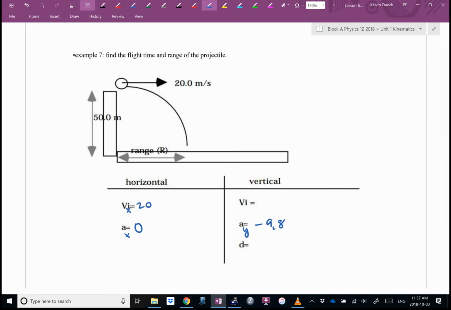I see a 50. That's a displacement. Is that one horizontal or vertical? So I'm going to put dy equals, and it's not 50. I've made a mistake. Can anybody see the very subtle mistake that I've made because it's a displacement? Negative 50. Am I ending up above or below from where I started? Negative 50.